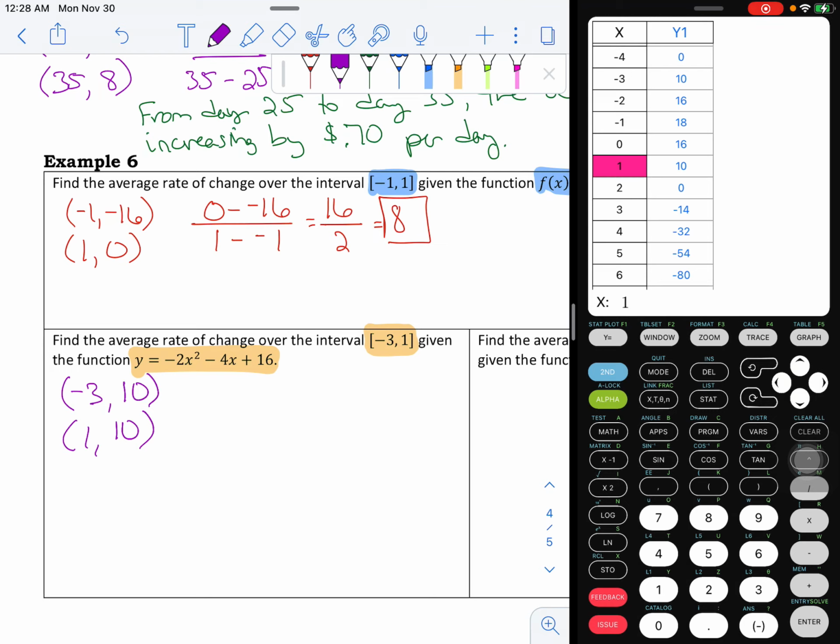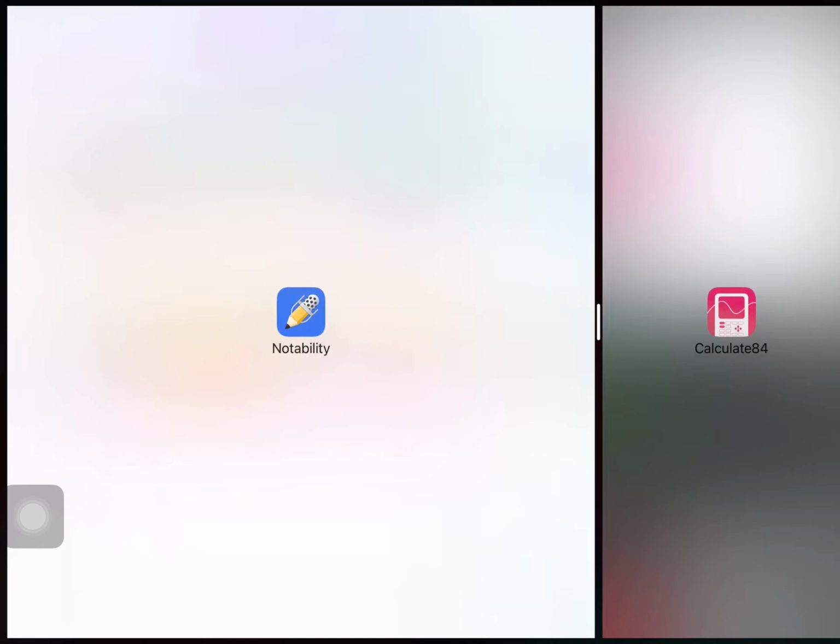Okay, so take one of your y values, subtract the other one. Now, these y values are identical, so it really isn't going to matter order here. I tend to go from the second one here, so I'm going to do 1 minus -3. Okay, so 1 minus -3. 10 minus 10 is 0 over 4. Well, 0 divided by 4 is 0. Okay, so your average rate of change between those 2 points is 0.